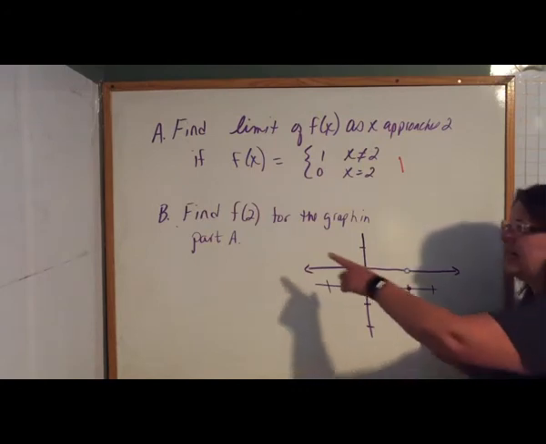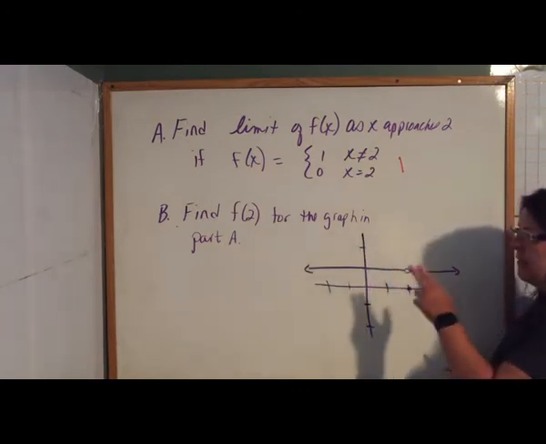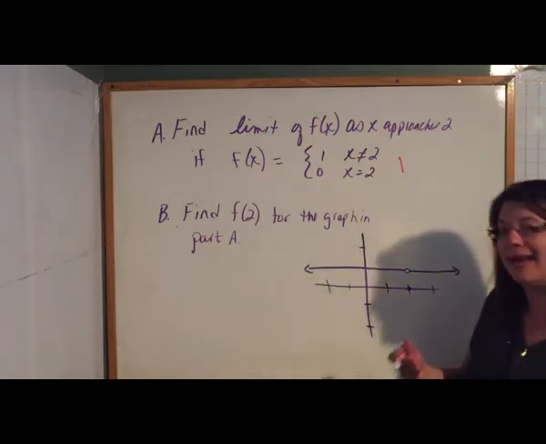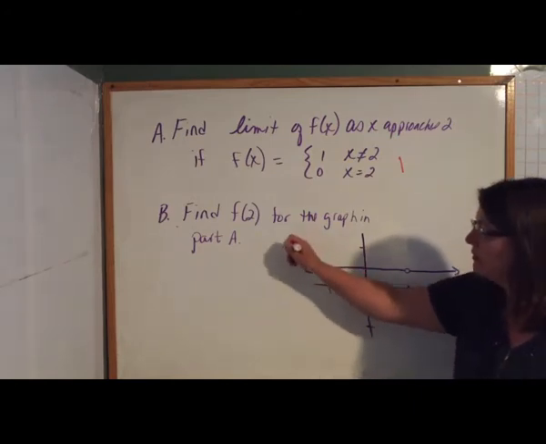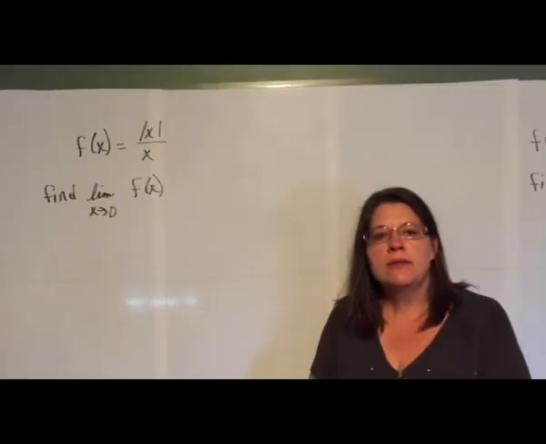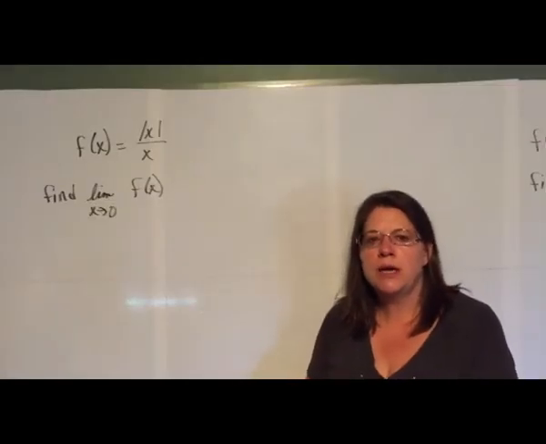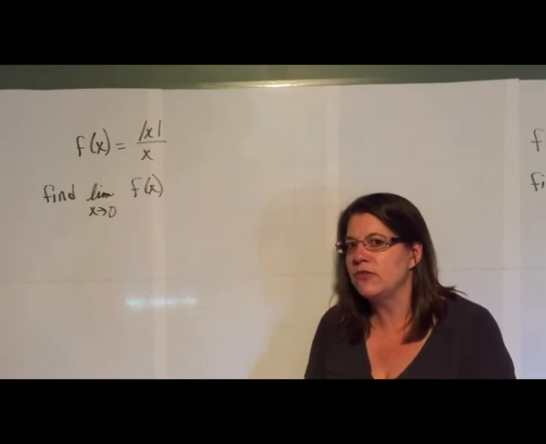And then it says find f of 2. Well, f of 2 would be the solid dot when x equals 2. So the solid dot when x equals 2 is 0. So f of 2 is 0. So now it's important to start thinking about some limits that maybe don't exist.